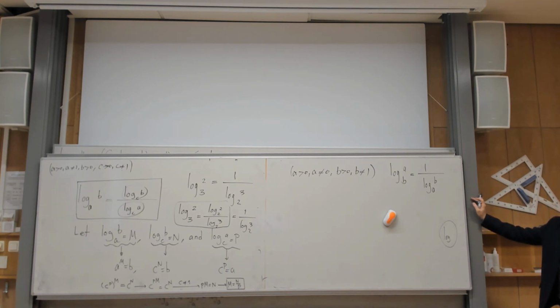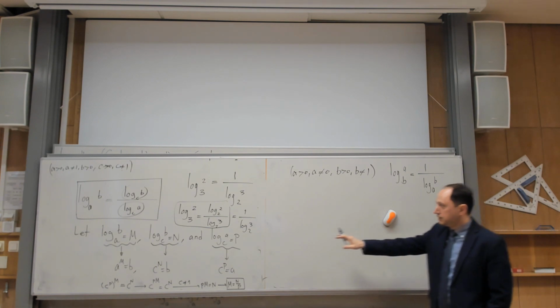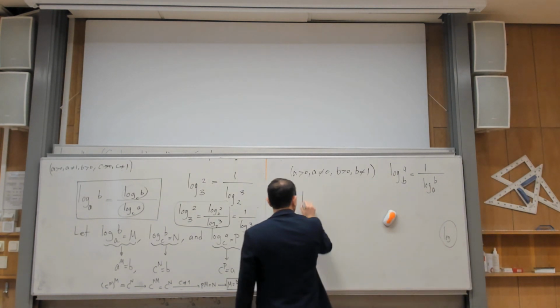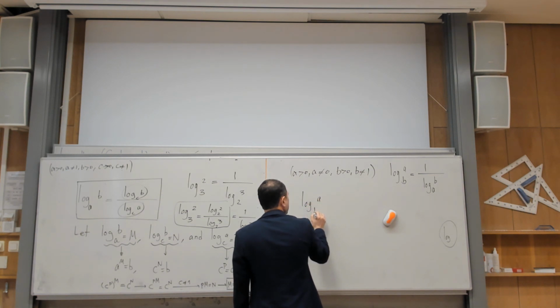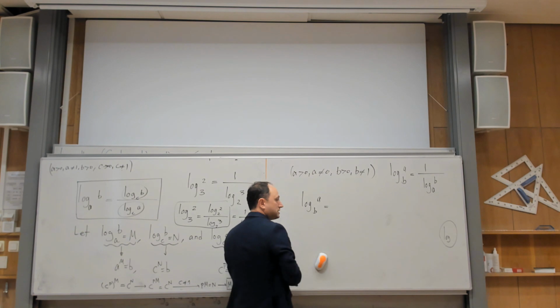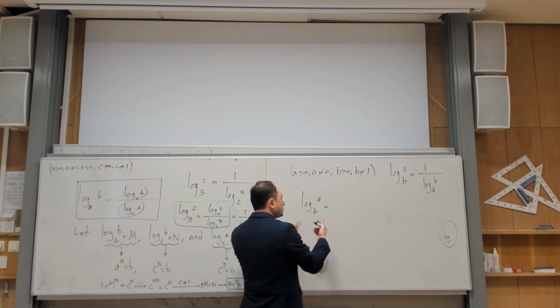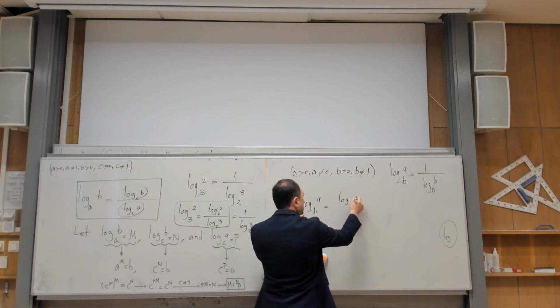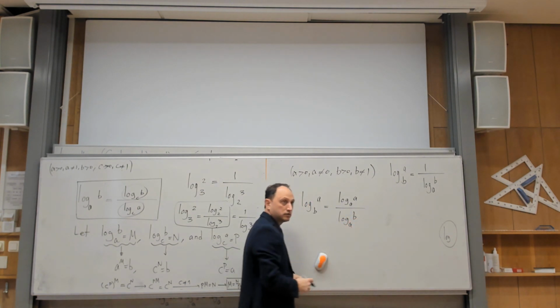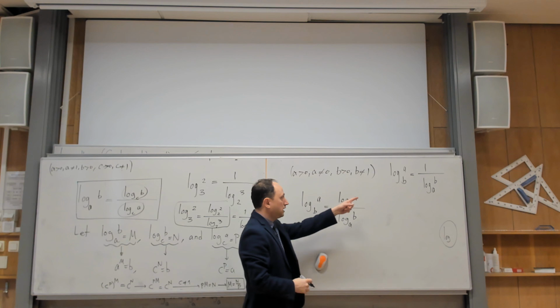But let me make sure everyone understands why this is a consequence of the base change formula. If I ask you log of B in base A, I just told you that if you want to, you can switch to any base that you like. So I switch to base B. Then it means log B base B over log A base B, and then the numerator becomes 1, and I get that formula.